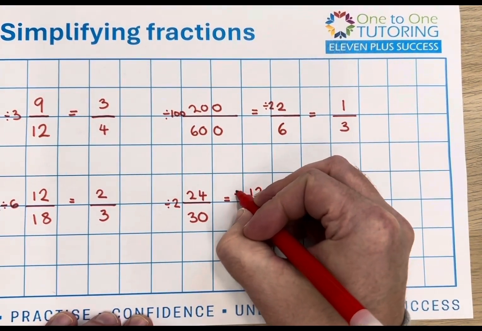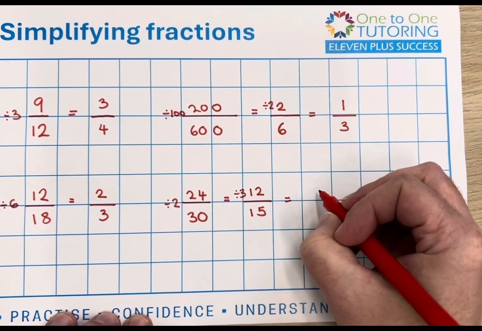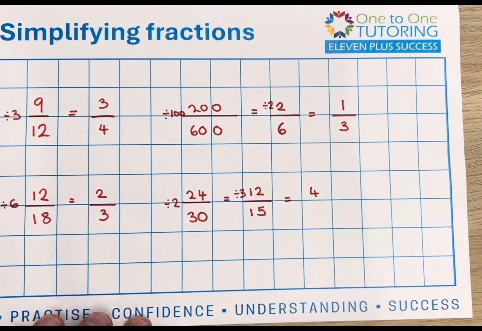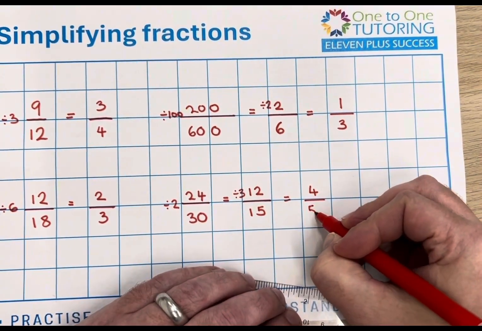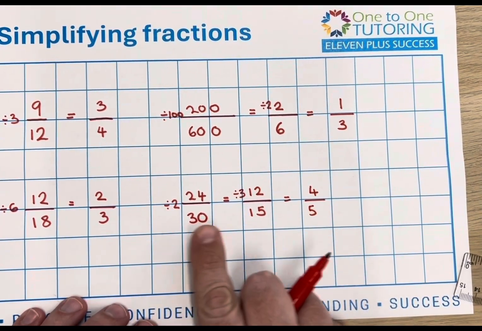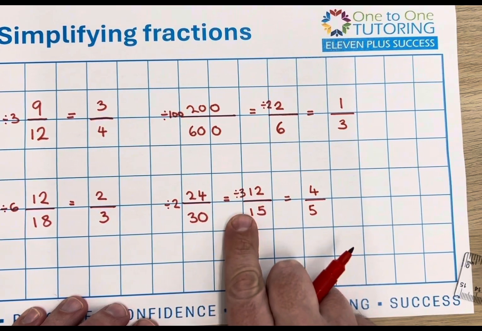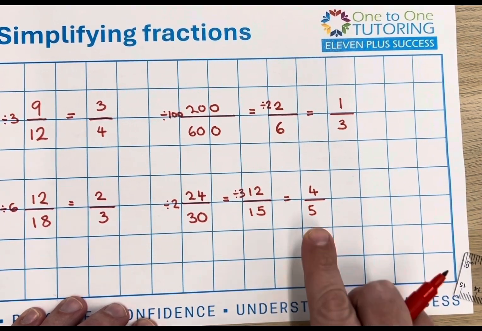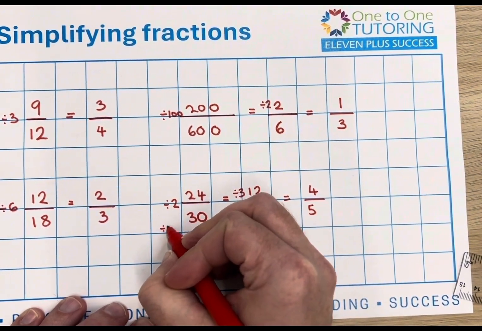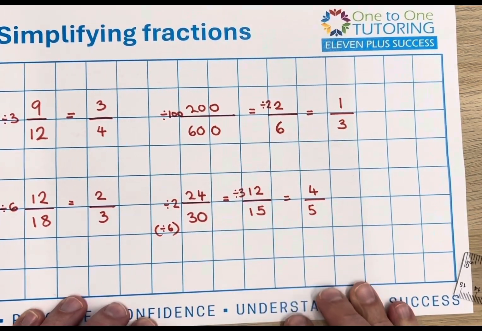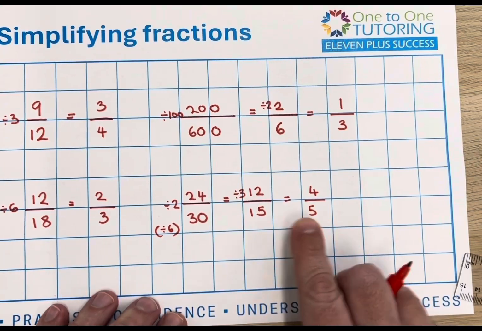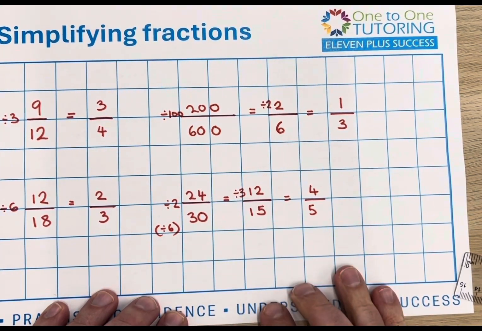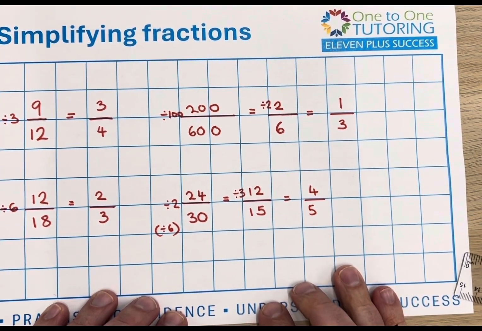I would therefore divide both of these by 3. 12 divided by 3 gives me 4, and 15 divided by 3 gives me 5. I therefore know, having to go down in 2 steps, divided by 2 and divided by 3, I have 4/5. I also know that I could have divided this by 6. If I divided this by 6, I would have had the same answer with fewer steps, but I can do as many steps as I need to if I'm not so confident with my times tables.